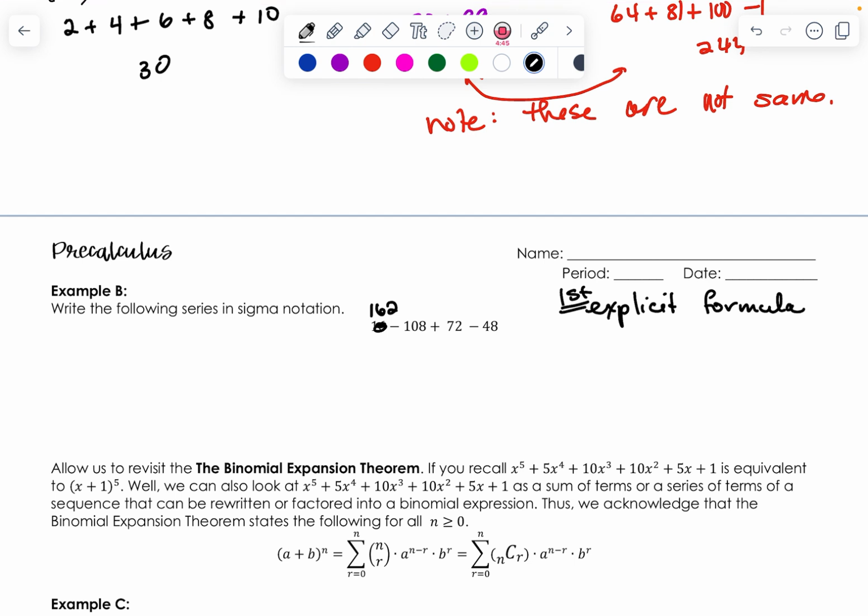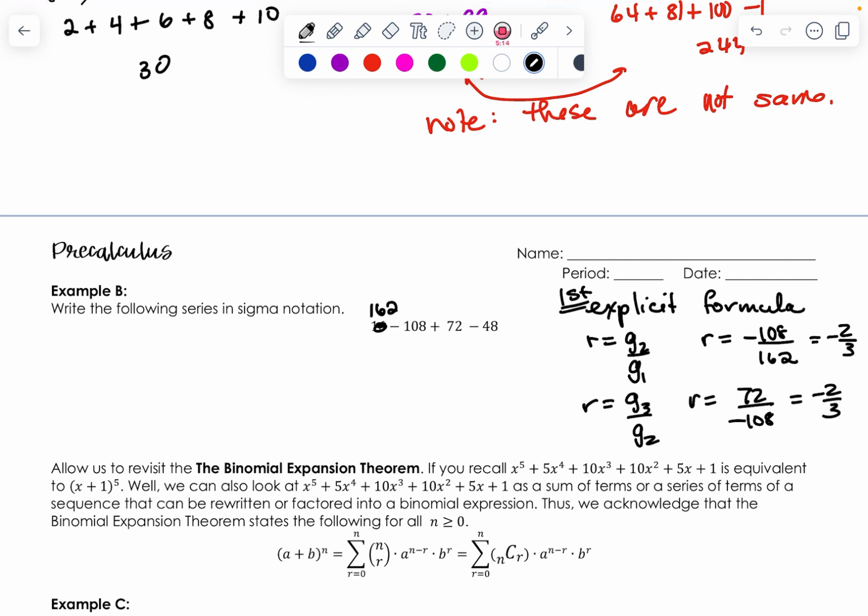So does it appear that I'm adding the same amount? No. Then let's see if it's geometric. And what you do is you're going to take the g sub 2 divided by the g sub 1. So that's negative 108 over 162. And I get negative 2/3. Let's just make sure that this is true.